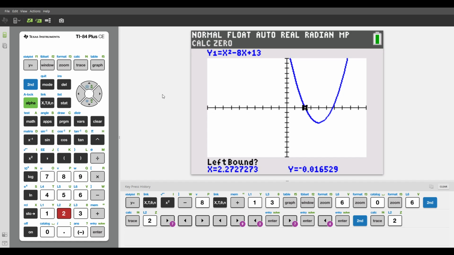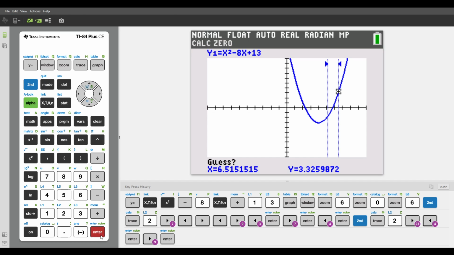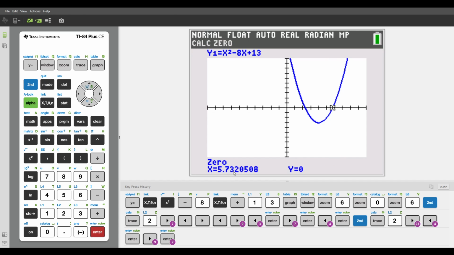Now we've already done this intercept, so let's go to the other one. I'm going to go to where I think the intercept is, and because it's asking me for the left bound, I'll hit left a few times and hit enter. And it's asking me for the right bound, so I'll go to where I think the x-intercept is, and then I'll hit right several times and hit enter. And it's asking me for a guess, but I don't feel like making one, so I'll just hit enter. And it'll tell me that this 0 occurs when x is equal to 5.732, and so on, and this occurs when y is equal to 0, which is what we want.